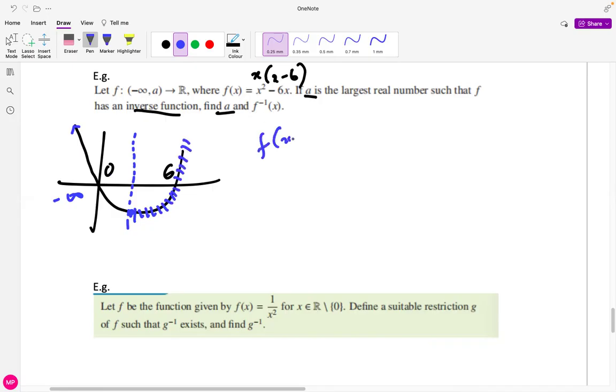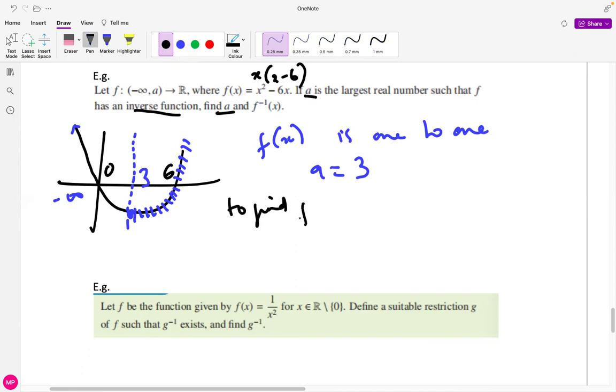So we do the same thing to make f of x one-to-one. I have to go up to the turning point, which is half of 6, which is 3. So we have 3 here. And then to find the inverse, we do the same thing. We swap x and y. So to find f inverse, we're going to swap x and y in here. So we have y equals x squared minus 6x. Now we swap: x equals y squared minus 6y.